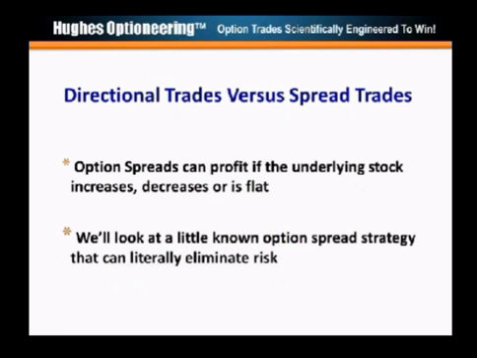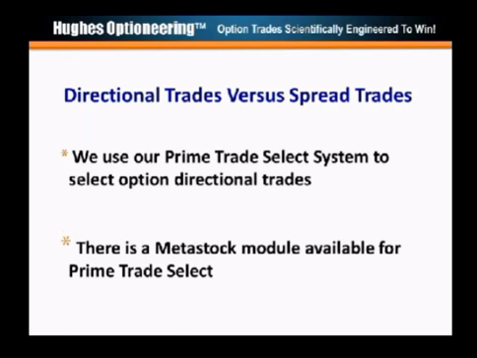Unlike directional trades, option spreads can profit if the underlying stock increases, decreases, or is flat. In a directional trade, of course, the underlying stock has to go up, and it has to close above that strike price at option expiration, or you're going to lose 100% of your premium. But option spreads can profit if the underlying stock is up, down, or flat. And we're going to look at a little known option spread strategy that we use that can literally eliminate the risk of your trade and guarantee a profit. I'll show you actual examples of that.